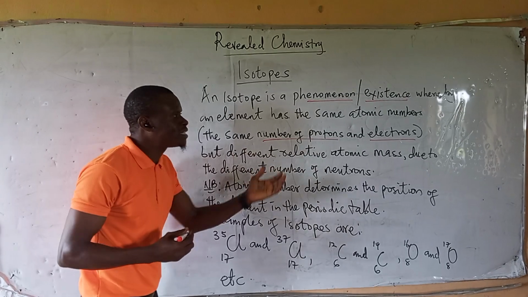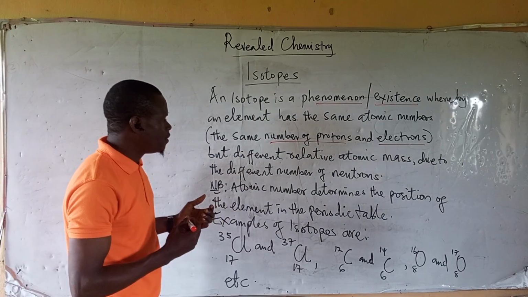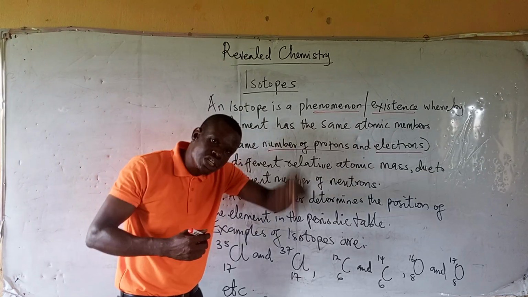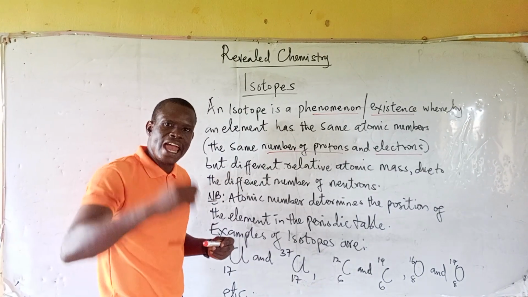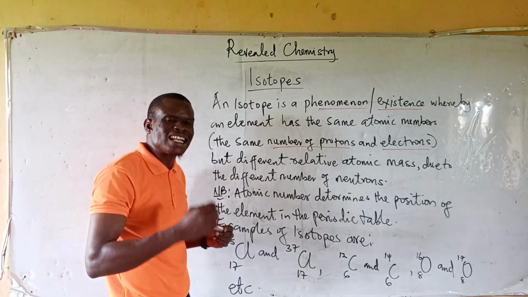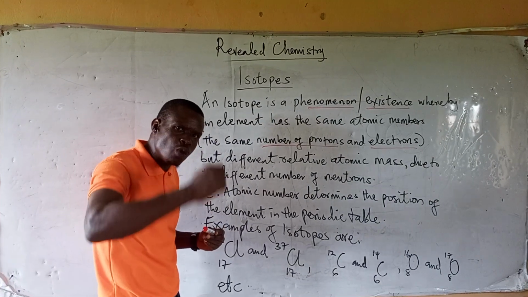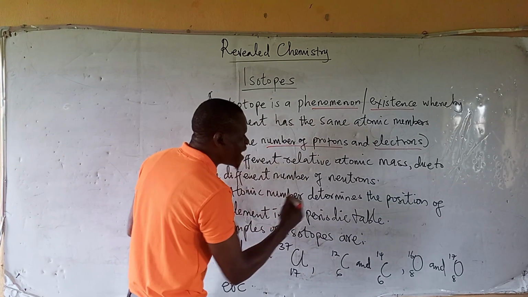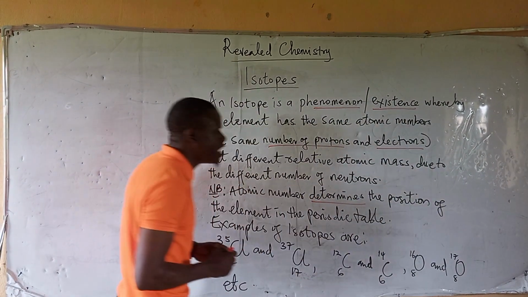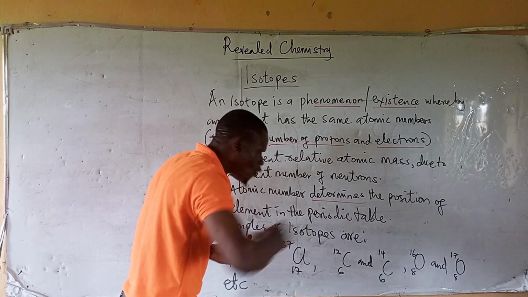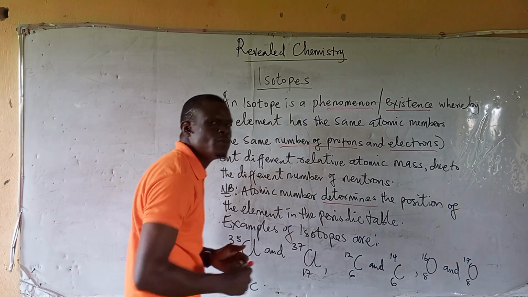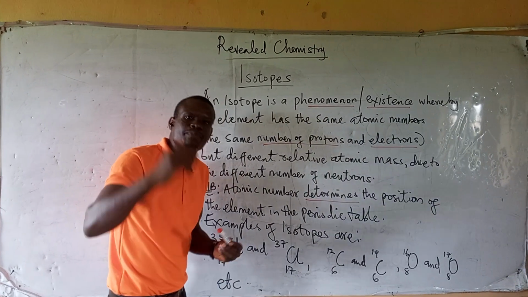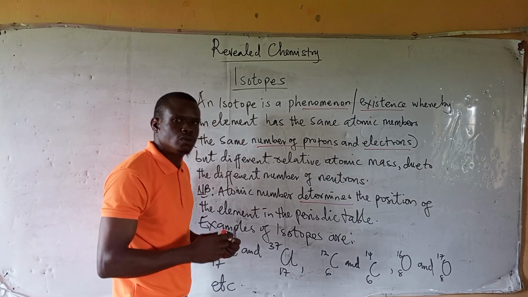So, if you talk about these isotopes, the atomic number tells you the exact position of that particular element in the periodic table. Note that the atomic number is the key factor that determines the position of an element in the periodic table. Without the atomic number, you will not know the exact place where that particular element belongs.